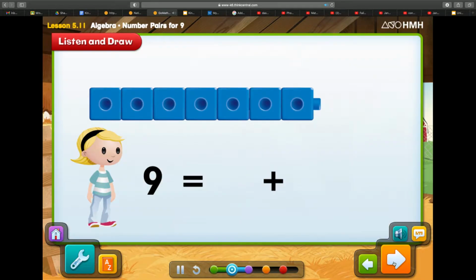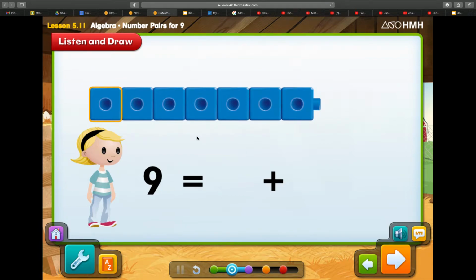Ari has a 9-cube train. Some cubes are blue and some are red. Let's see how many blue cubes and how many red cubes Ari has. Click to count the blue cubes.